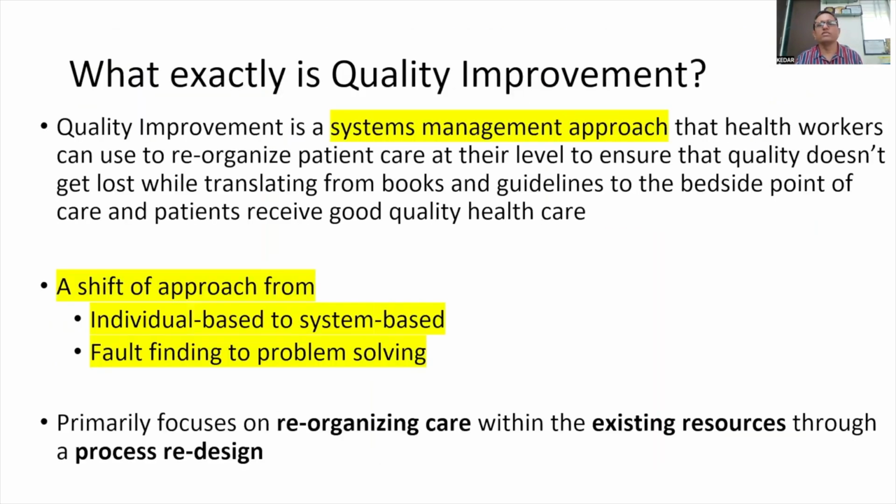Quality improvement is a systems management approach that healthcare workers can use to reorganize patient care at their level, to ensure that quality does not get lost while translating from books and guidelines to the bedside point of care, and the patient receives good quality of healthcare first time and every time. It is a complete shift of approach from an individual-based system to a system-based care, from fault finding to problem solving. And it primarily focuses on reorganizing the care within the existing resources through a process of redesign.